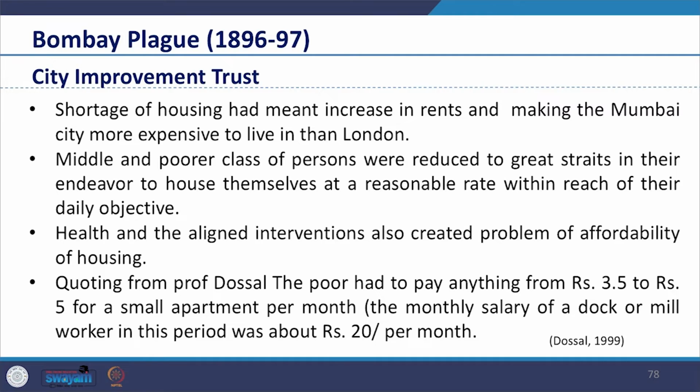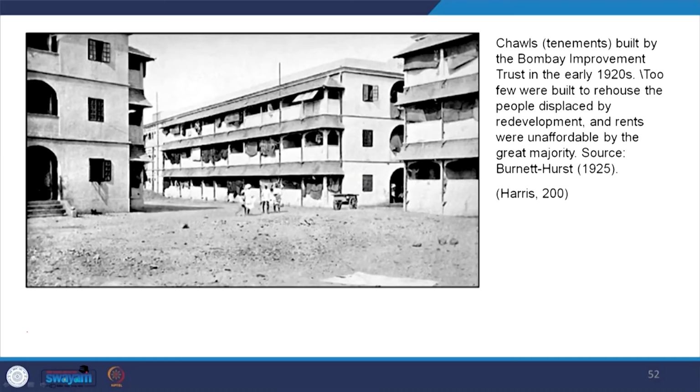Health and the aligned interventions also created problems of affordability of housing. Quoting from Professor Dossal's writing, the poor had to pay anything from rupees 3.5 to rupees 5 for a small apartment per month. The monthly salary of a dock or a mill worker in this period was about rupees 20 per month. Shortage of housing had meant that rent had risen considerably and threatened, if unchecked, to make Bombay a more expensive city to live in than London. In this image, you can see the chawls built by the Bombay Improvement Trust in the early 1920s.